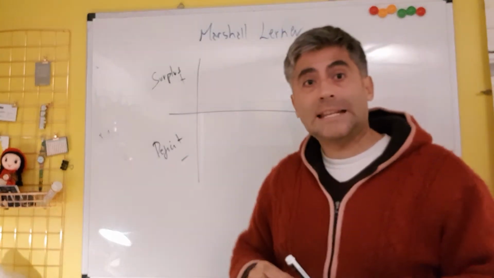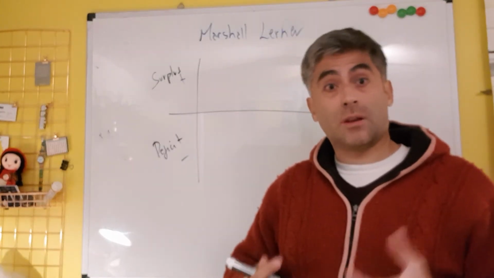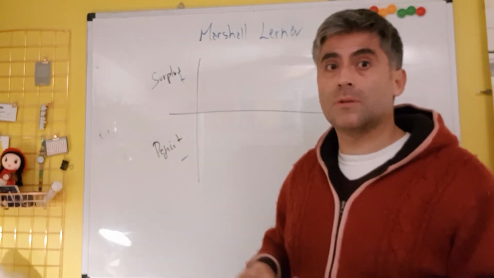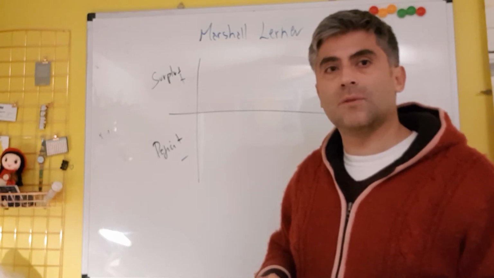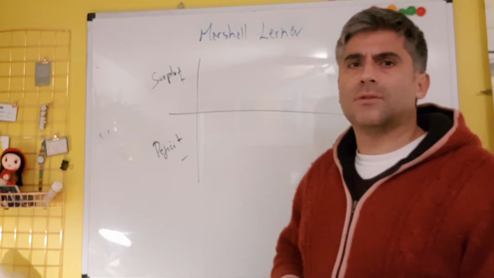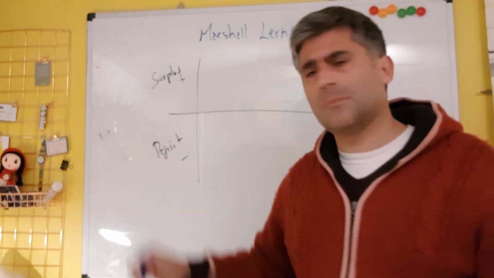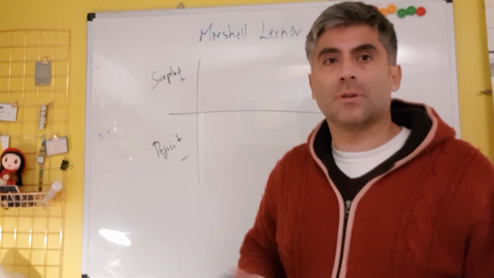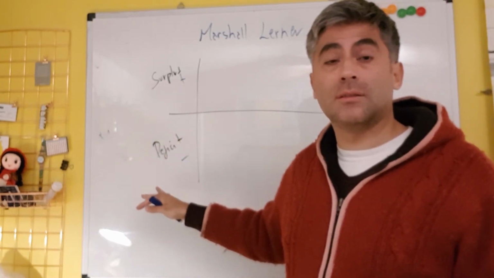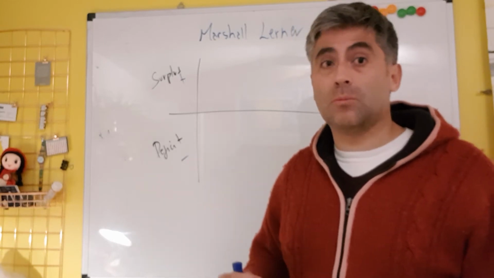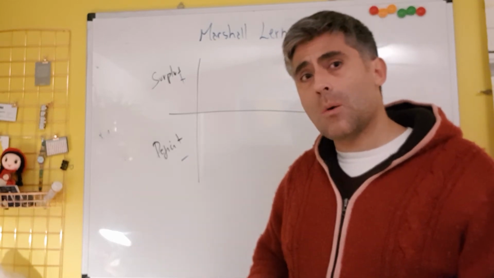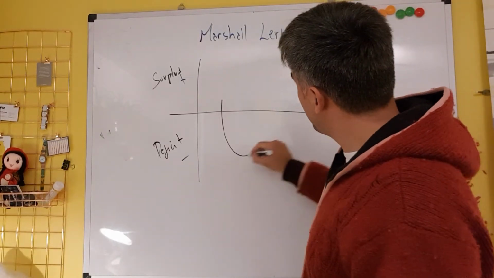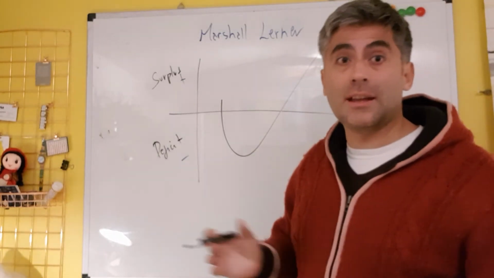When we're looking at imports and exports, when we're looking at our current account, we can have a surplus if we export more than we import, or we can have a deficit if we import more than we export. So if you think about China, they're pretty much in a surplus. They export a lot in comparison to what they import, whereas the US will be on a current account deficit because they import more than they export. Now, Marshall-Lerner came up with this theory, and they call it the J-curve.